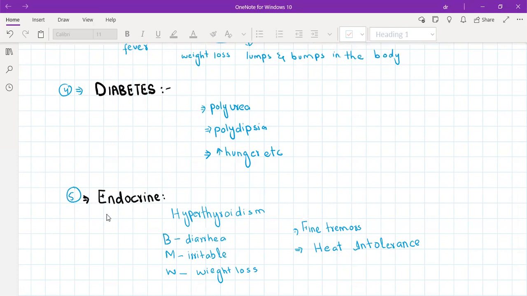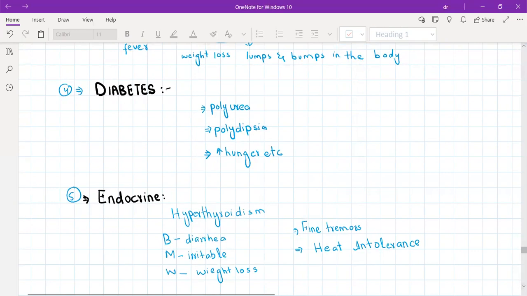Okay, endocrine. So in endocrine, hyperthyroidism is the one that is important for weight loss differentials. In hyperthyroidism, the patient will present with what we call BMW. B stands for bowel, so diarrhea, and mood. So mood will be irritable, and W is weight loss. The patient will also have fine tremors and heat intolerance. So he will say, I feel hot when other people feel normal. I cannot tolerate even a little bit of heat.